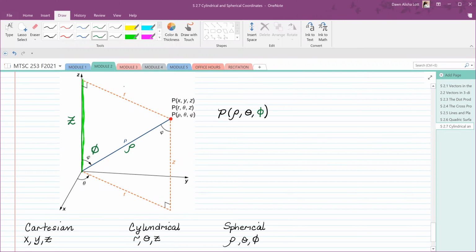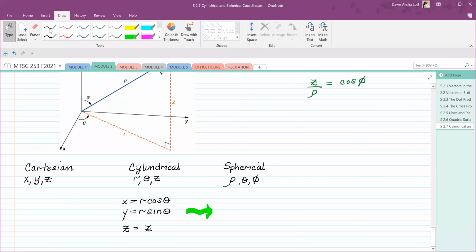If I take r, the opposite side, and put it over rho, that is the sine of the angle. So as I'm looking at this angle, I need that r over rho is the sine of phi, not theta. And z over rho is the cosine of phi.